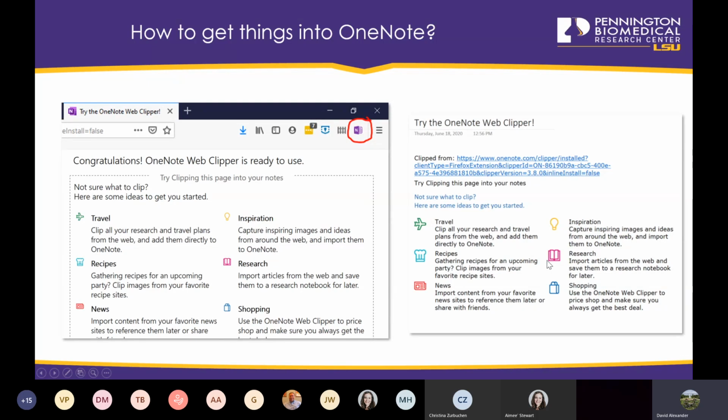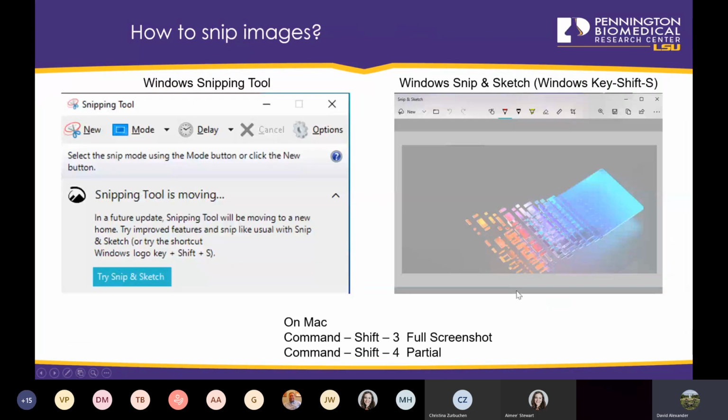If you need to clip specific items off of applications or other types of images or things like that, my old standby is the Windows snipping tool. I don't know how many of you all use the Windows snipping tool, but lately they've been telling us that in a future update, the snipping tool will be moving to a new home. Try the new features in the new Snip and Sketch tool. So this is available at the same time as the snipping tool now as we transition.